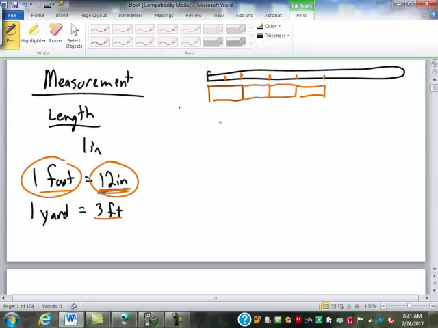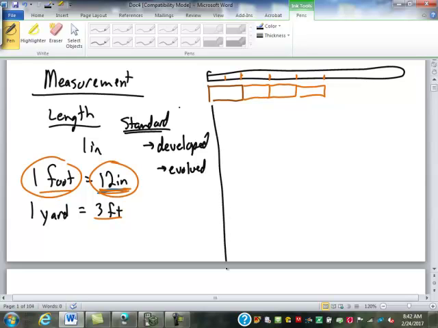The metric system, of course, that's standard. And standard measuring system, I always say that it was a developed or evolved measuring system. So as it was needed, it was adjusted to make changes to fit what was needed. It was kind of forced to work together.